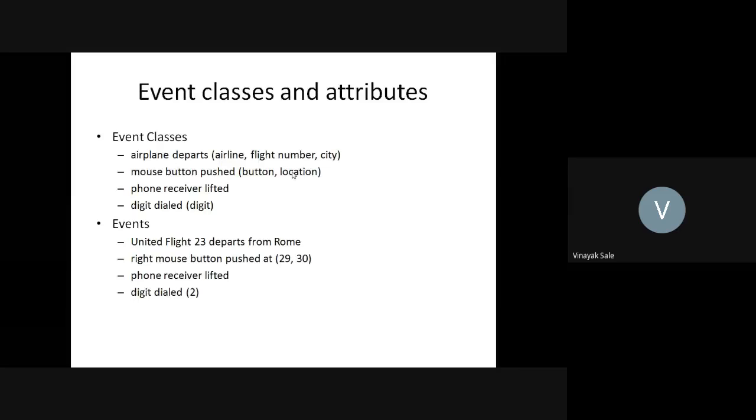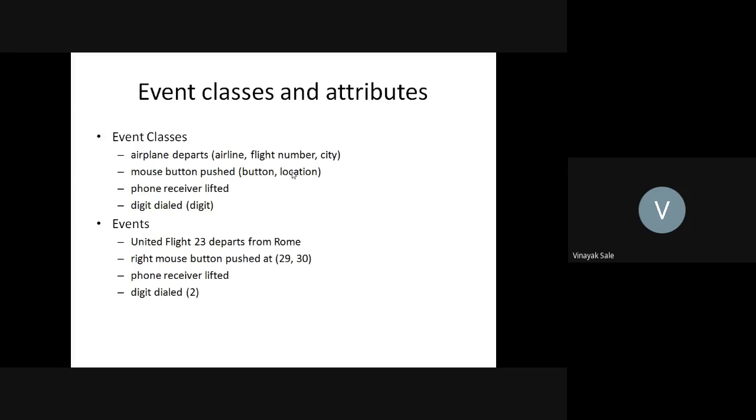So, event classes and attributes. Event class examples: airplane departs, that is airline, flight number, and from city to city. The next example is mouse button pushed, that is button and location. Button is left side or right side, and location is left push, right push, forward, backward. Then phone receiver lifted. Then digits dialed, that is digit. These are the event classes.